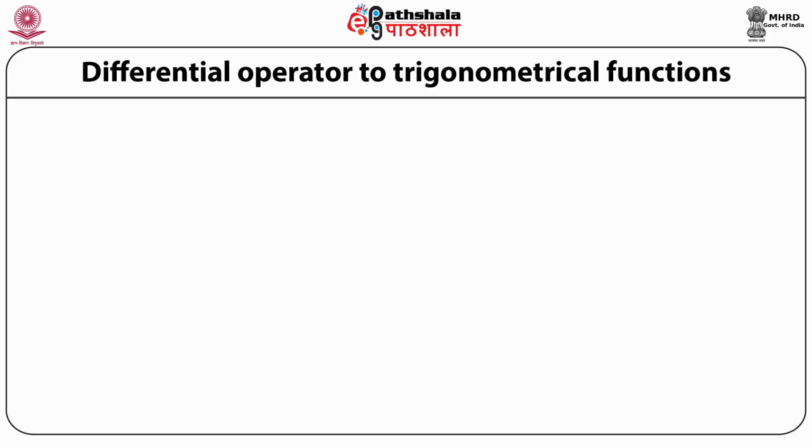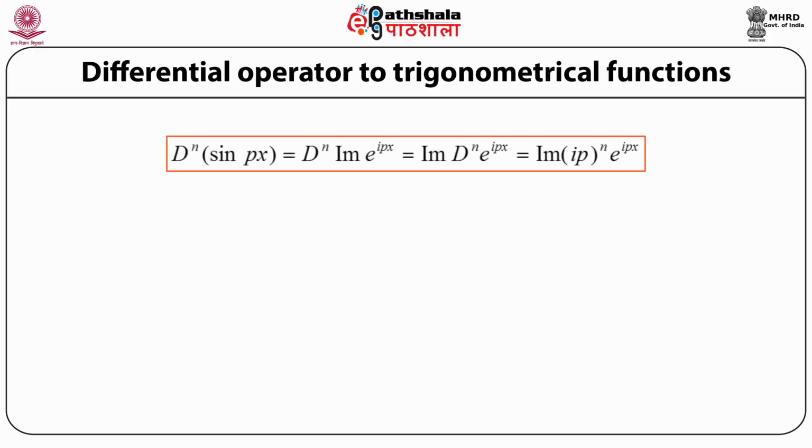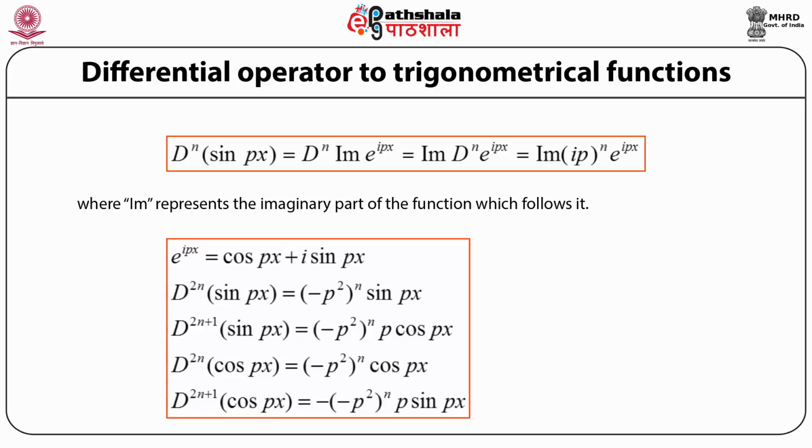We are going to see how to put the differential operator for trigonometric functions. So D to the power n on sin px is equal to D to the power n on the imaginary part of e to the power ipx. Im represents the imaginary part of the function, which follows as given in the lower box. e to the power ipx is cos px plus i sin px. So then you can see how D to the power n, how D squared, everything is going to change.